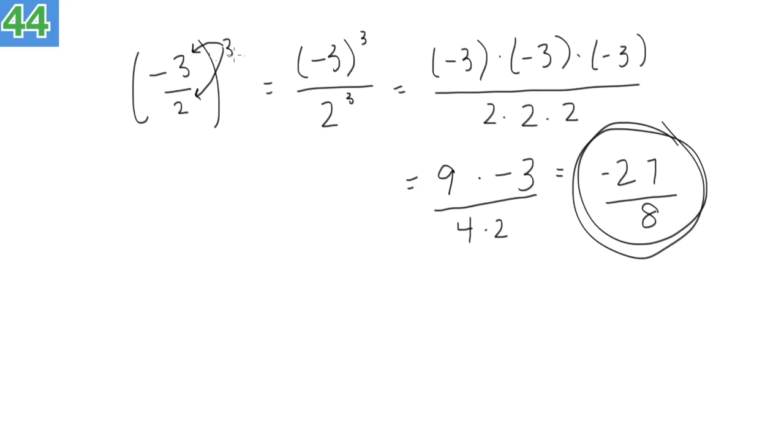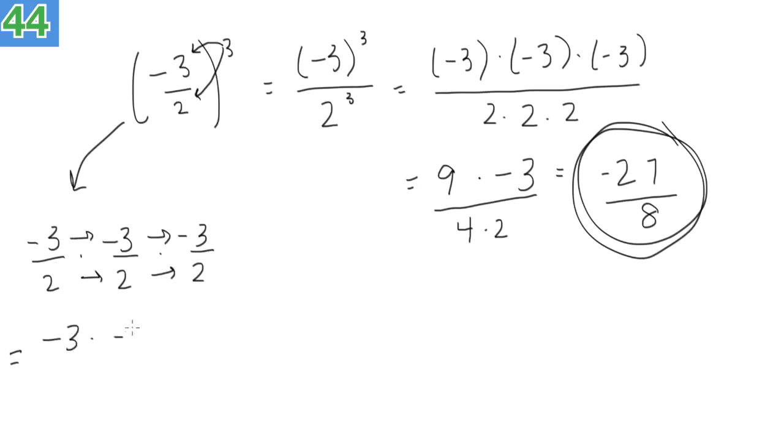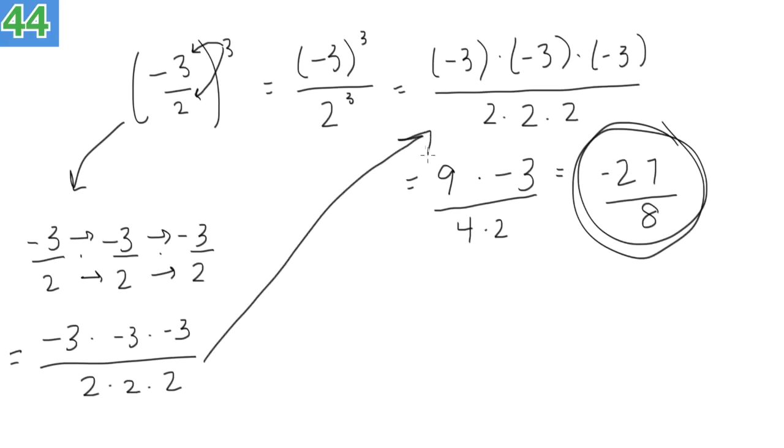Another way you can look at this, if you don't want to split up the -3 cubed and the 2 cubed, is you can look at it like this. -3 over 2 times -3 over 2 times -3 over 2. So you're multiplying the whole thing by itself 3 times, which again I'm going to show you is the same thing, because when you multiply fractions, you multiply straight across. So we are going to get -3 times -3 times -3 over 2 times 2 times 2. And if you look up here, you'll see that that is the exact same thing.